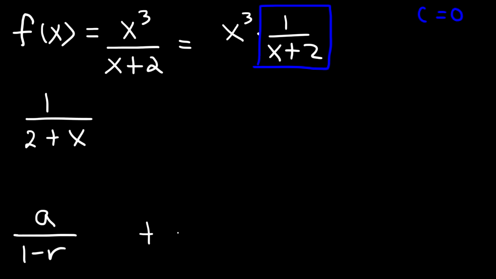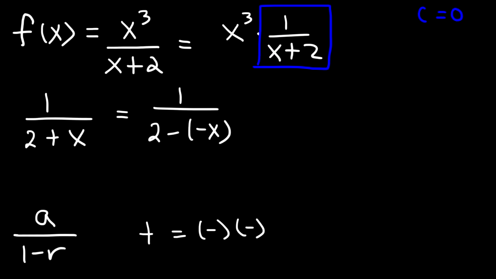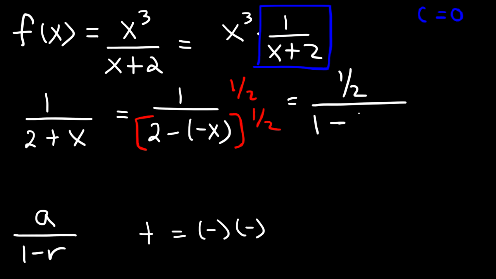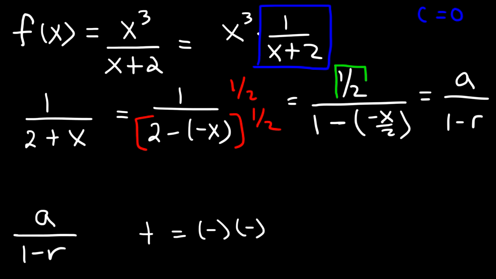Now we need to convert the positive sign into 2 negative signs. So 2 plus x is going to be 2 minus negative x. Now the last thing we need to do is multiply the top and the bottom by 1/2. So this becomes 1/2 over 1 minus negative x times 1/2. That's going to be negative x divided by 2. So now this is in this form. So we can see that a is 1/2 and r is negative x over 2.